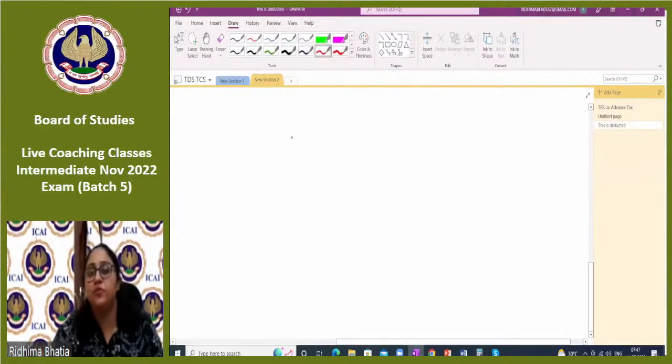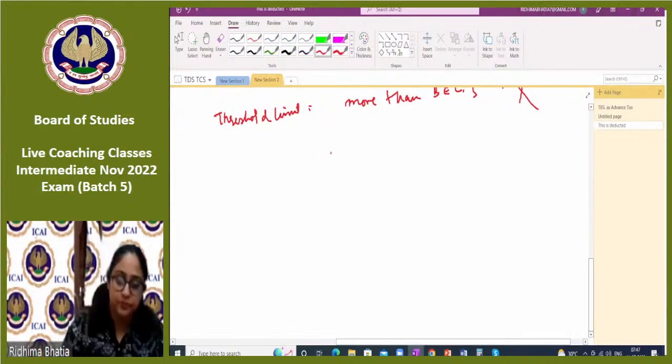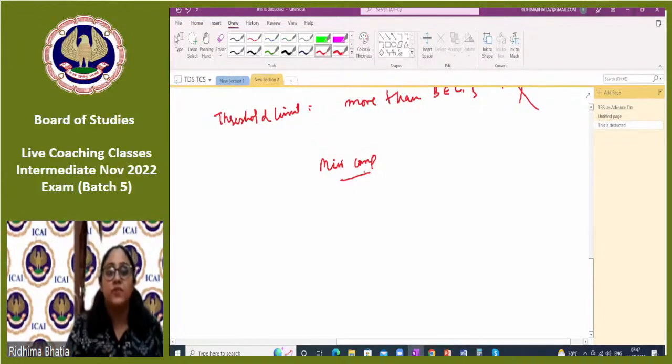Again, I'm saying it is different from other heads, so you have to pay attention. What the employer does is prepare a mini computation for all the employees for whom he is making the payment. Think yourself as the employer. I know how much salary I have to pay you during the year. So he prepares a mini computation of income tax for every person. So if I have employer number 1, I have employer number 2. What I will do, I will make a mini computation.